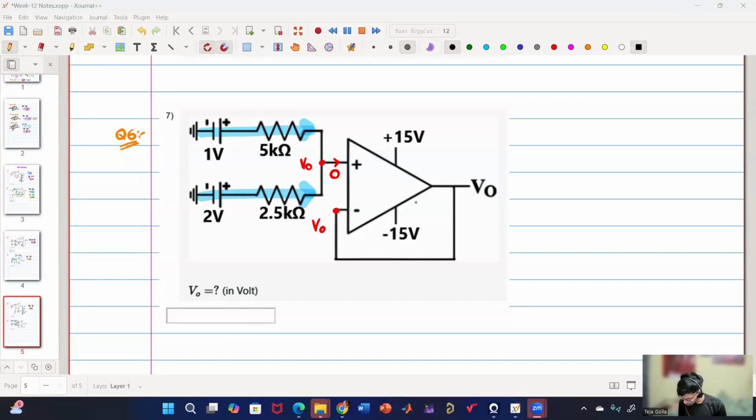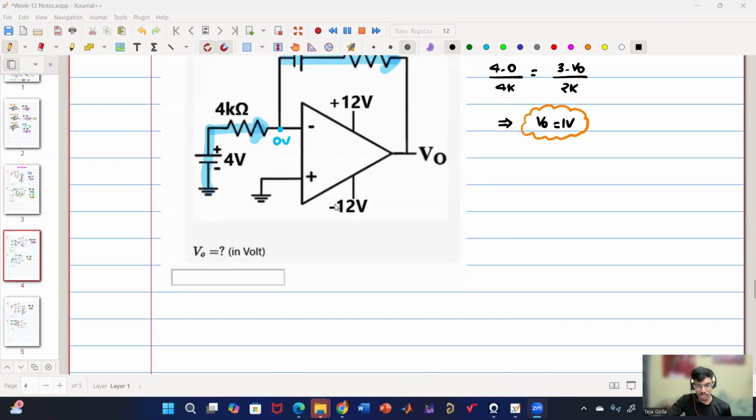Sir, no feedback, then the output is 0. This is the feedback, no? I'm not getting how you are saying V naught is 0. I didn't get what you are asking.